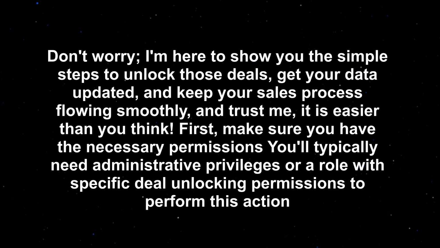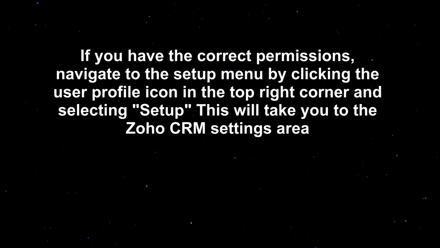First, make sure you have the necessary permissions. You'll typically need administrative privileges or a role with specific deal unlocking permissions to perform this action. If you have the correct permissions, navigate to the Setup menu by clicking the user profile icon in the top right corner and selecting Setup. This will take you to the Zoho CRM settings area.